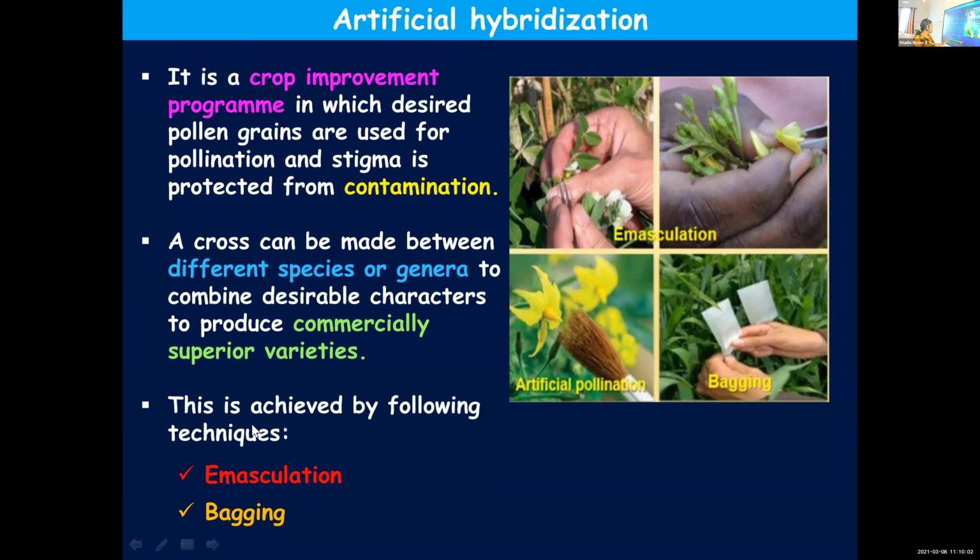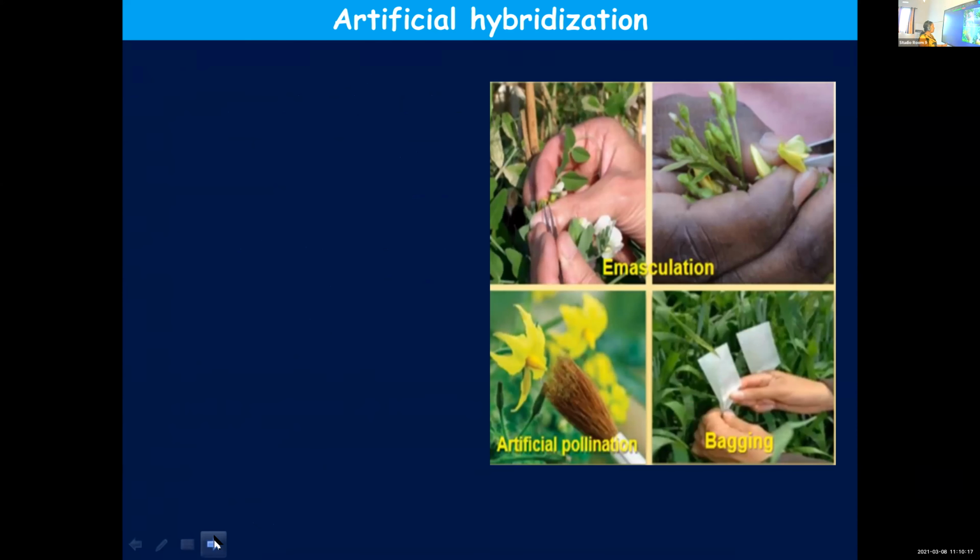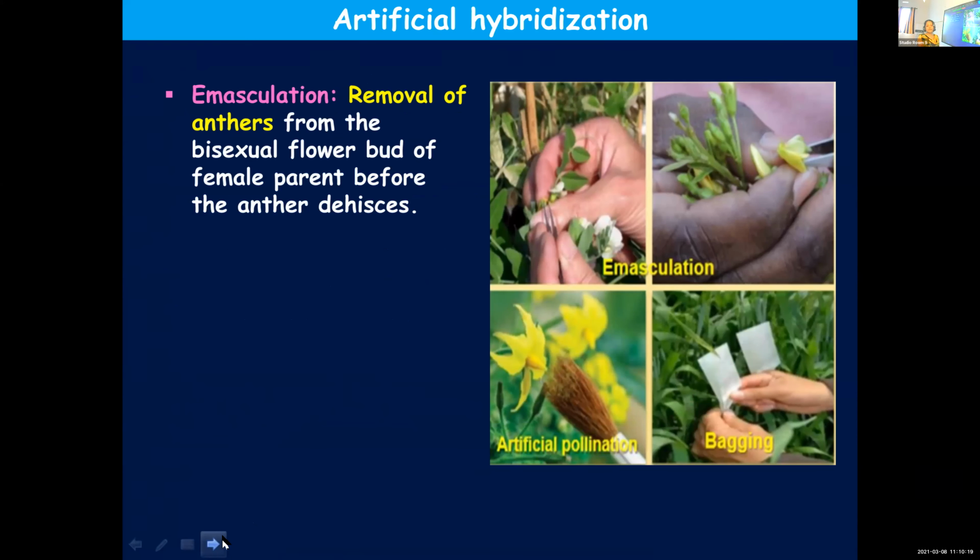This is achieved by the following techniques: emasculation and bagging. You can see in the picture: emasculation, dusting of pollen grains, bagging. All these processes we will learn in detail. To begin with, the first step, emasculation.